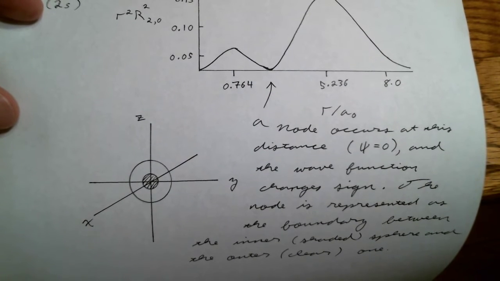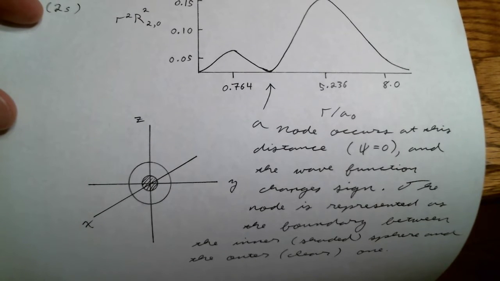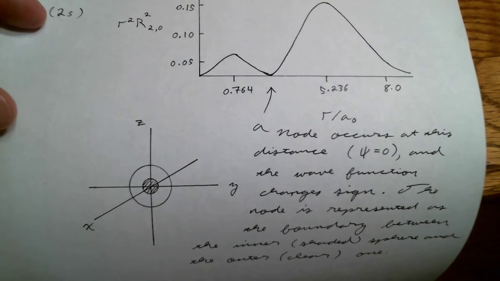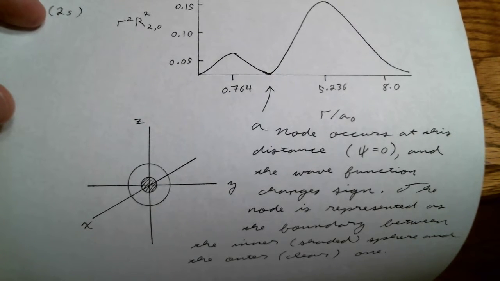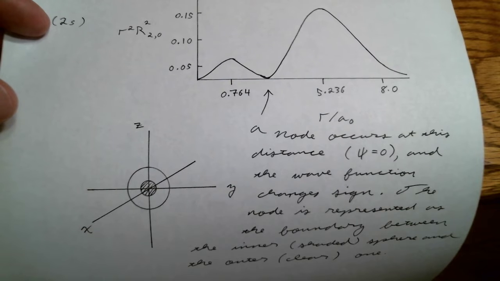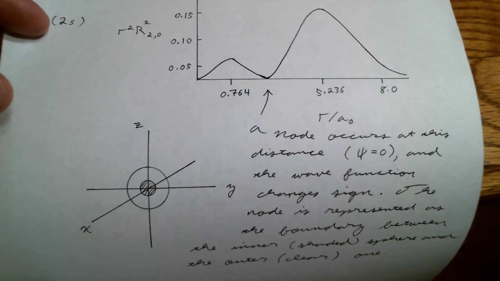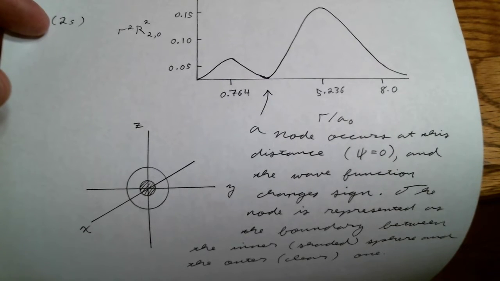So what is also interesting to point out about the 2s wave function is you see a high probability at approximately 5.236 units of r over a naught, which is significantly further away than we saw for the highest probability of finding the electron in the 1s orbital. What this means is the 2s orbital electrons are more likely to be found further from the nucleus, and that is characteristic for electrons that are higher energy.